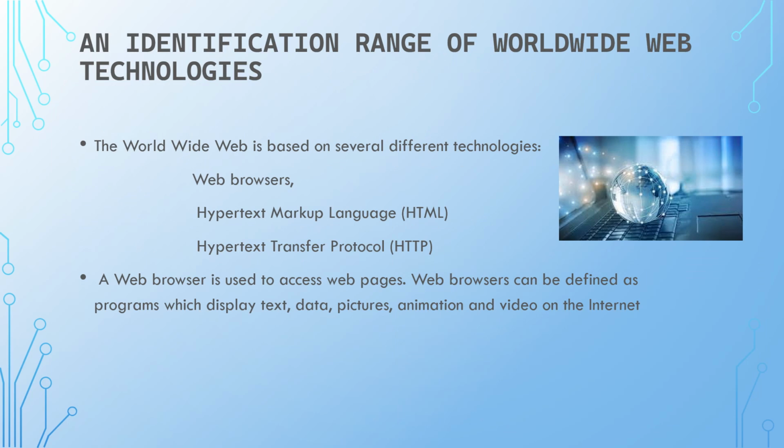An identification of a range of World Wide Web technologies. World Wide Web technology is based on several different technologies: web browser, HTML, HTTP. A web browser is used to access web pages. Web browsers can be defined as programs which display text, data, pictures, animations, and video on the internet.